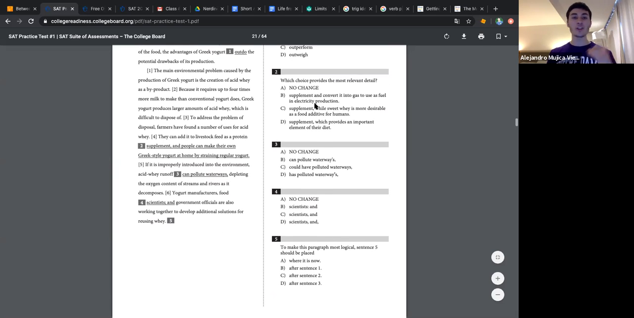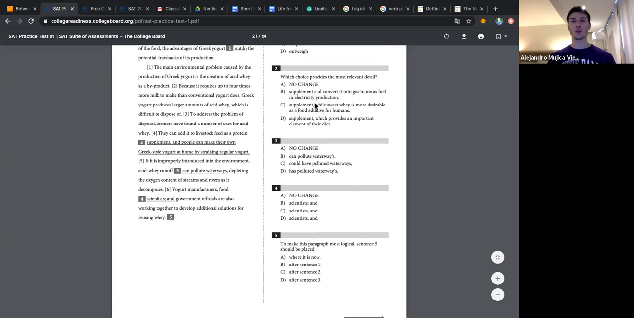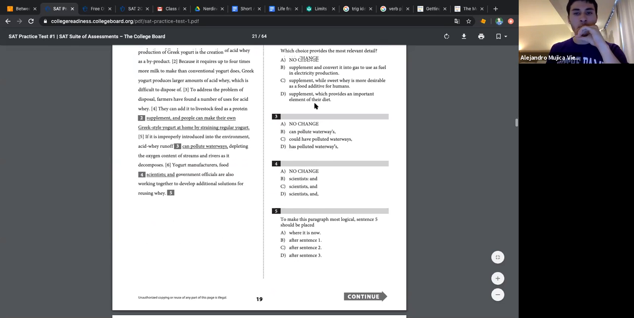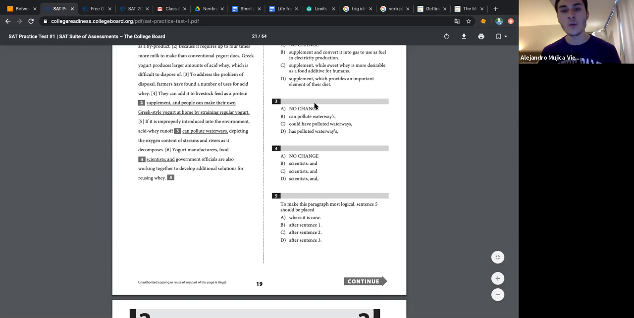So I'm just going to go quickly through this first passage. Number 2, which choice provides the most relevant detail? We have 4 different ideas, and that means that our question type is idea development, because the options are all different subject matters. They're not different ways of saying the same thing. Number 3, the only differences between the choices, oh no, there are actually 2 differences. There's verb form and writing mechanics. So I would call it correct expression combining verb form and writing mechanics. That's what number 3 would be.